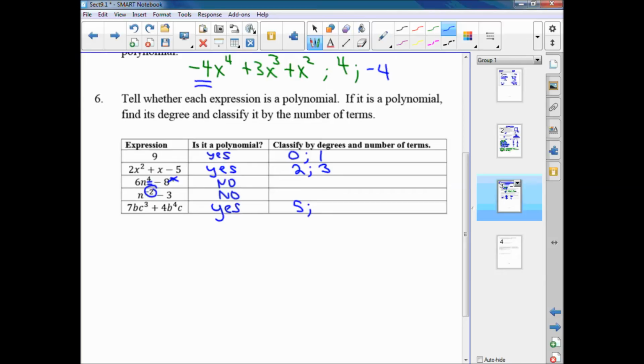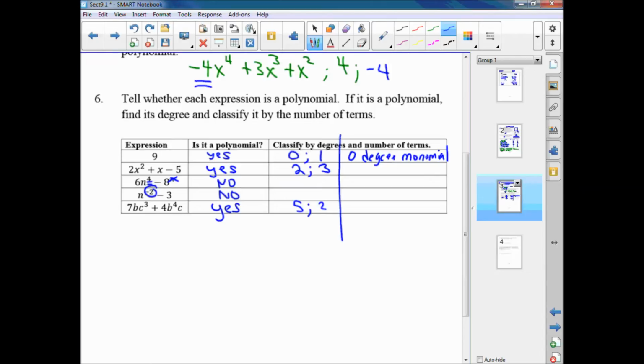All right. So if we go back, we can write this in words here. So this is classified by degree and the number of terms. So this is a 0 degree monomial.